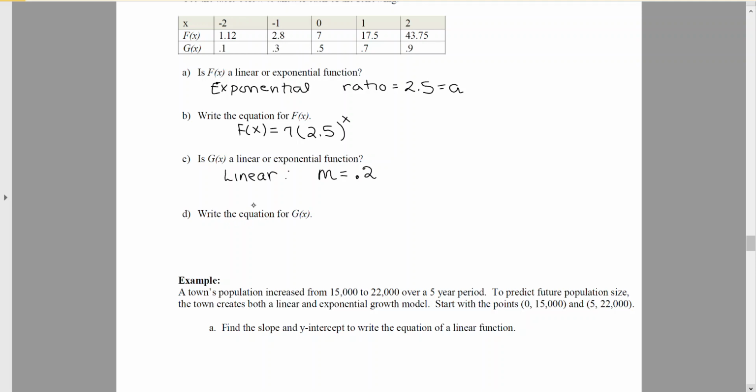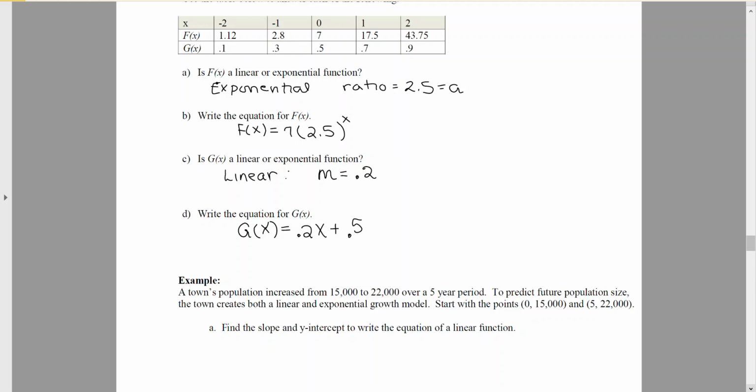So now write the equation for g of x. So we're going to write the equation of a line. G of x equals the slope, 0.2x, plus b, the initial amount. Well, I go back to x equals 0 is my initial y-intercept for g, which is 0.5.